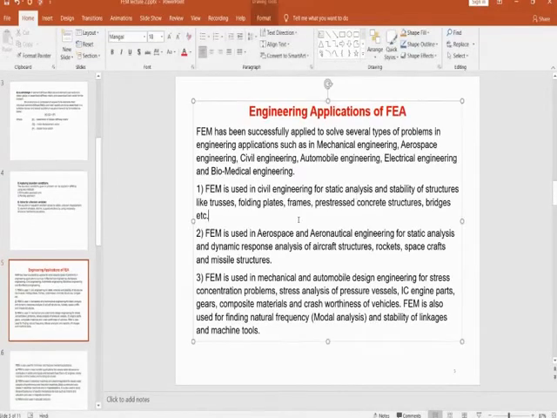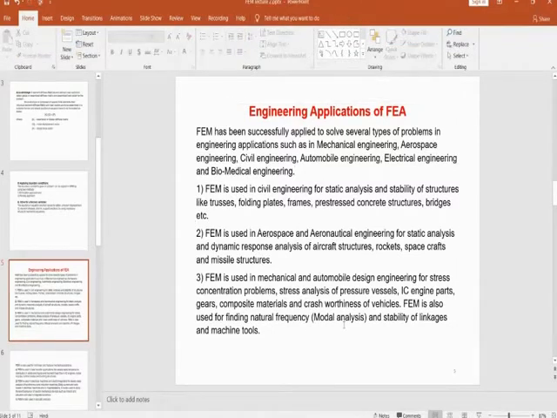Then we'll move on to the applications of finite element analysis. Finite element analysis is used in real life applications. FEM has been successfully applied to solve several types of problems in engineering applications such as mechanical engineering, aerospace engineering, civil engineering, automobile engineering, electrical engineering, and biomedical engineering. In all these engineering fields, finite element analysis is widely used. But most widely it is used in mechanical, civil, automobile, and aerospace engineering.